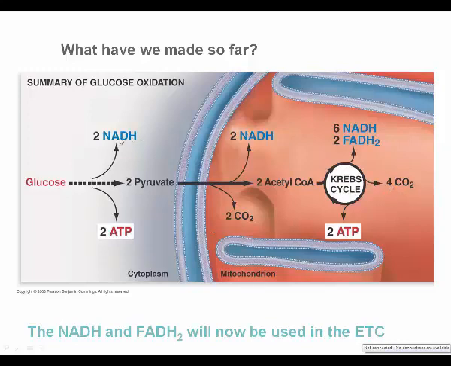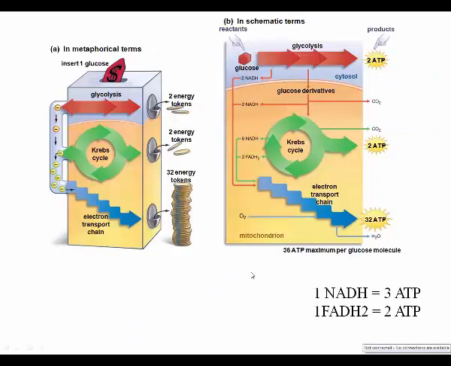Now, the NADH and FADH2, all from one molecule of glucose, are going to be used to make ATP in the electron transport chain. So I like this metaphor slide, the metaphor for cellular respiration. In cellular respiration, we put in one molecule of glucose.